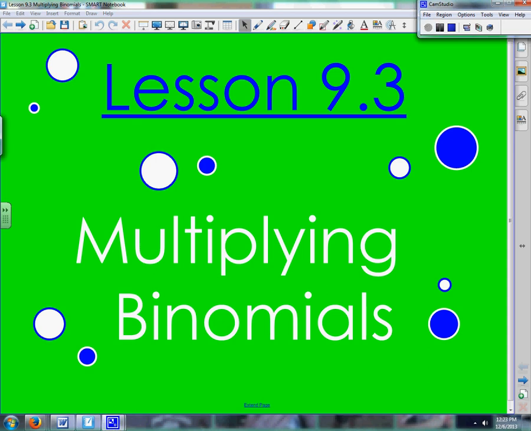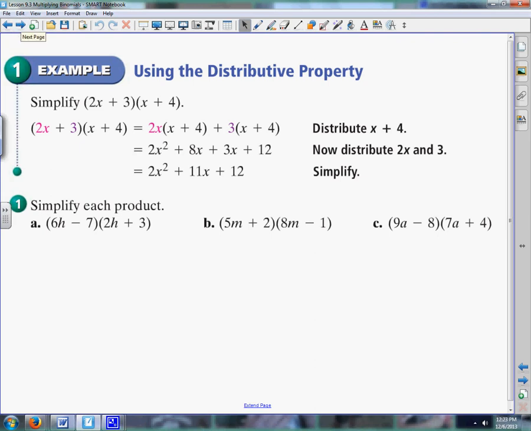Hello, fellow mathematicians. This is 9.3, multiplying binomials for algebra. So make sure you title your notebook.